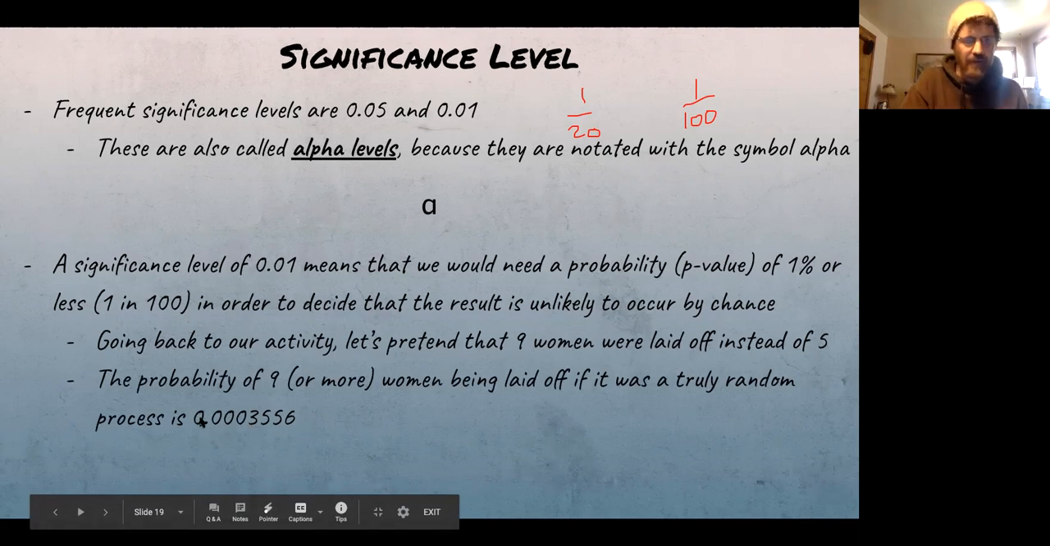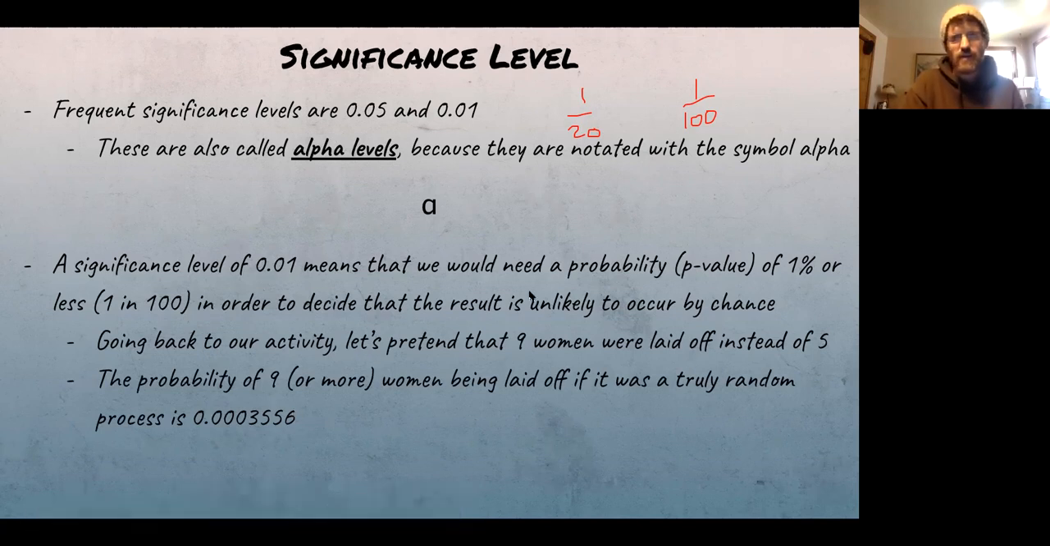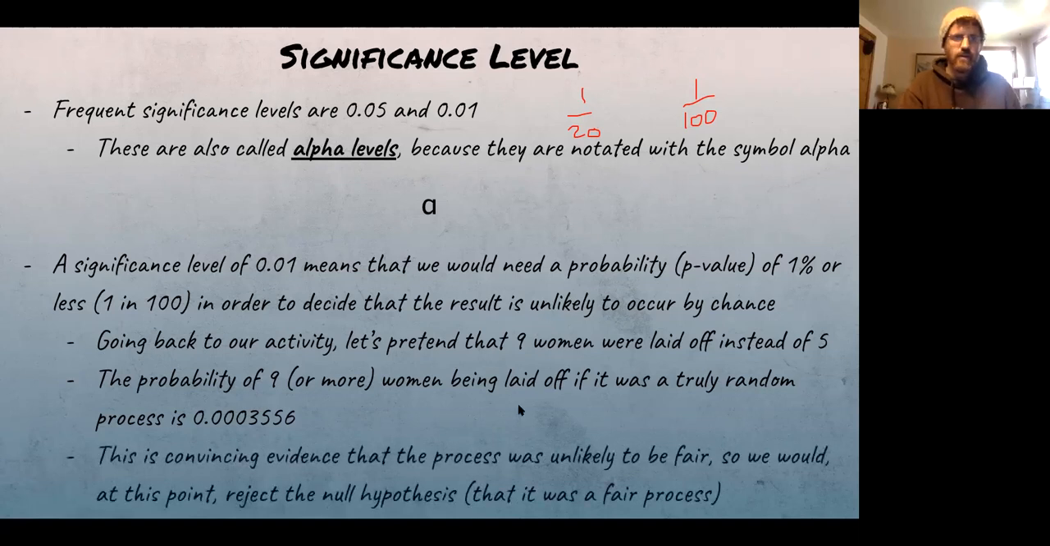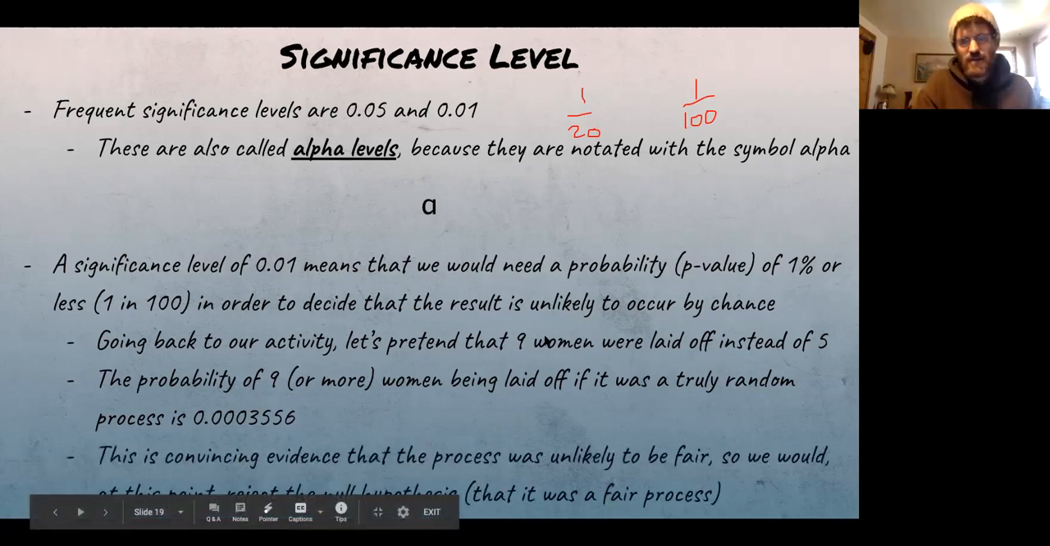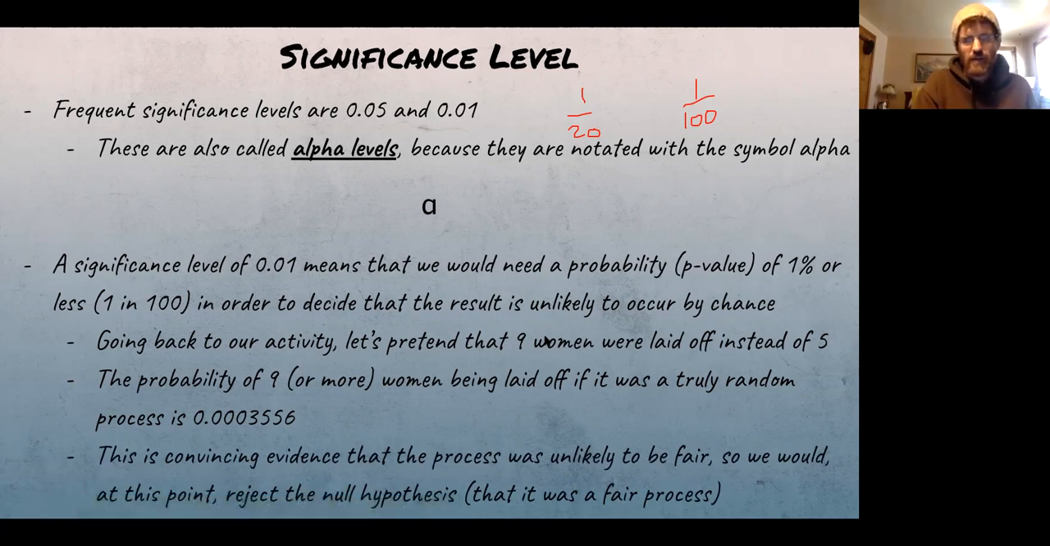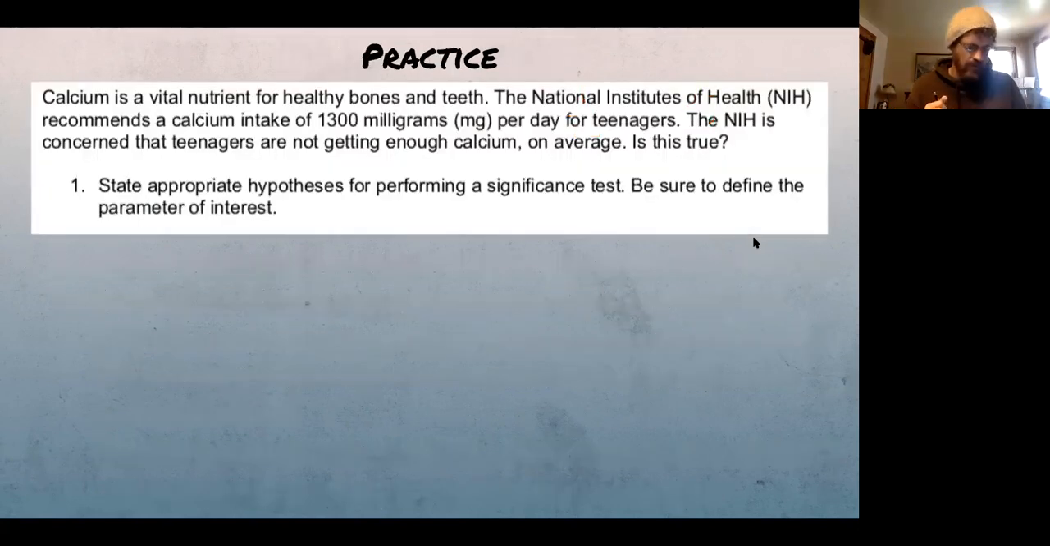So if that happened, then I would say, oh my gosh, there's no way that happened by chance. Very, very unlikely. So I think some discrimination took place. So this would be convincing evidence that the process was unlikely to be fair. So we would reject the null hypothesis. And our null hypothesis was that it was a fair process. Okay. Hopefully this is all making sense. I'm not confusing you guys with anything.